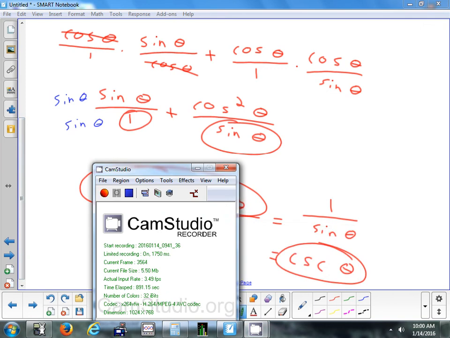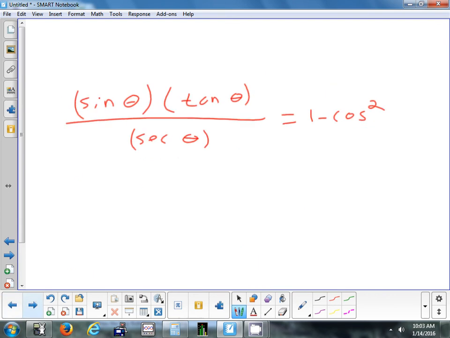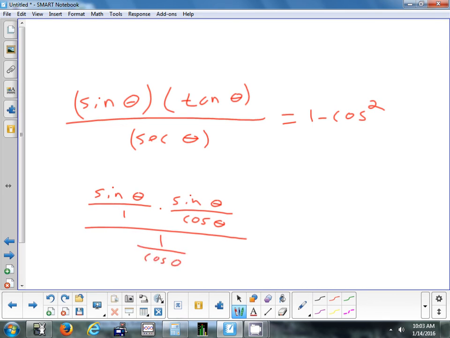Okay, another problem. This time we have a fraction on the left to start, so we're not going to use the distributive property like we did last time. But I think right off the bat, what I would do is just change everything to sines and cosines. So we're going to have sine over 1 times sine over cosine divided by secant, which is 1 over cosine.